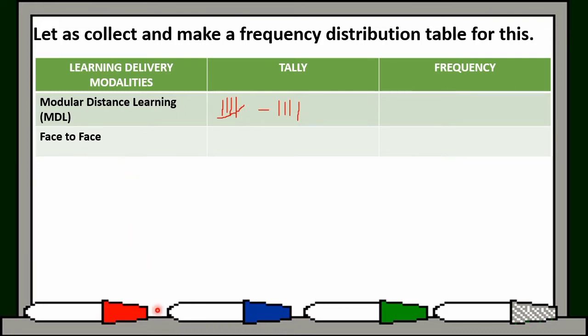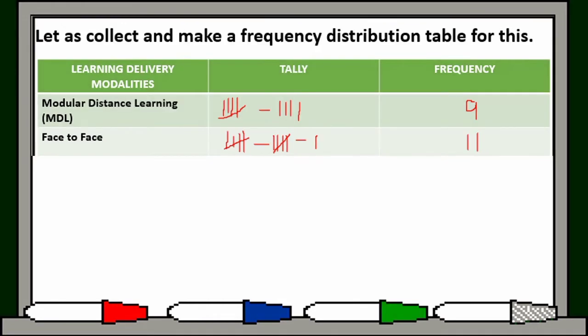And then, sa face-to-face naman, ang bumoto is 11 learners. So, iguguhit mo yung 11. 1, 2, 3, 4, pang 5, itatali mo. And then, 6, 7, 8, 9, 10, itatali mo. And then, yung last one is 11. Pagdating naman dito sa frequency, kung ilan yung tally, yun yung ilalagay mo sa frequency. So, sa modular distance learning, meron tayong 9. So, isusulat mo lang si 9. At pagdating sa face-to-face, meron tayong 11.